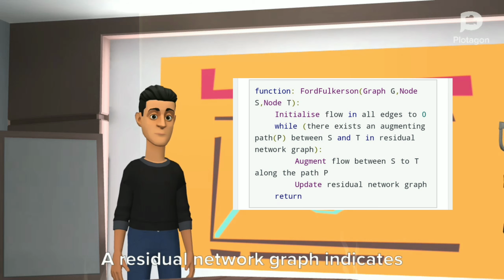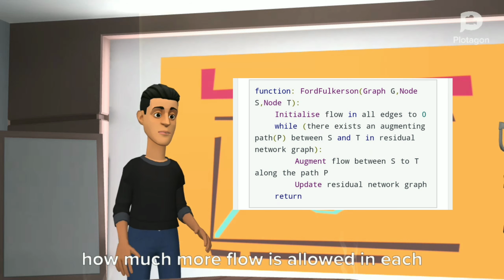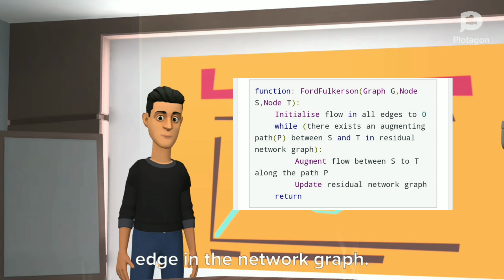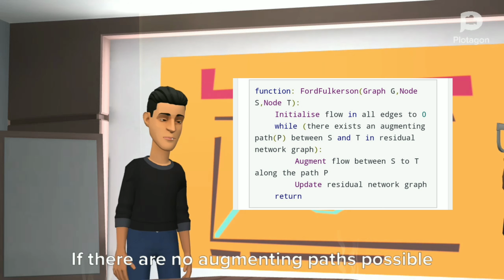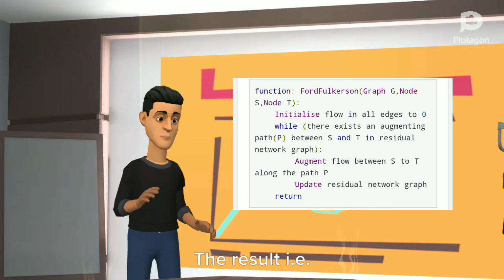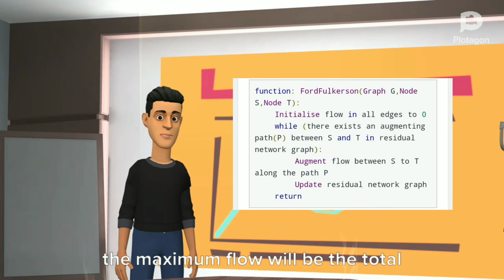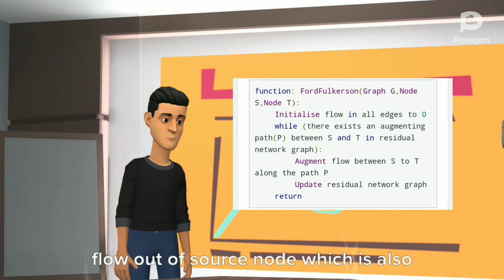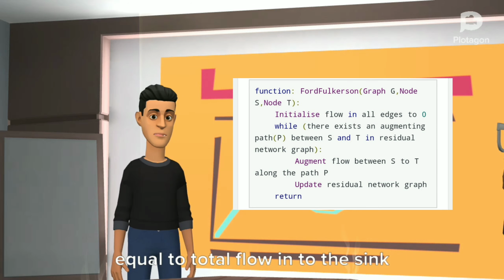The residual network graph indicates how much more flow is allowed in each edge in the network graph. If there are no augmenting paths possible from S to T, then the flow is maximum. The result, i.e. the maximum flow, will be the total flow out of source node, which is also equal to total flow into the sink node.